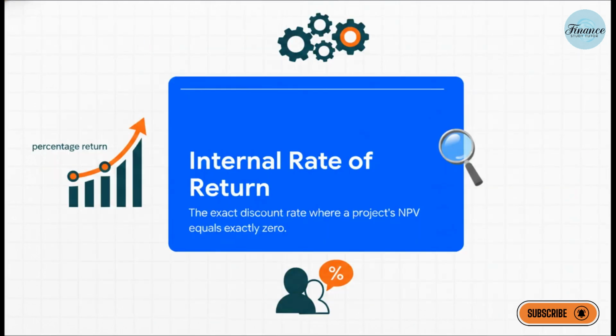Okay, let's dive into the main alternative method, the internal rate of return, or IRR. IRR evaluates investments a bit differently by calculating the percentage return that a project generates. Mathematically speaking, the IRR is defined as the exact discount rate where the project's net present value equals exactly 0. It's essentially your break-even discount rate. Now, non-financial managers absolutely love IRR. Why? Because it's just so much easier to understand a percentage, like, hey, this project yields 15%, rather than trying to explain an absolute dollar figure.